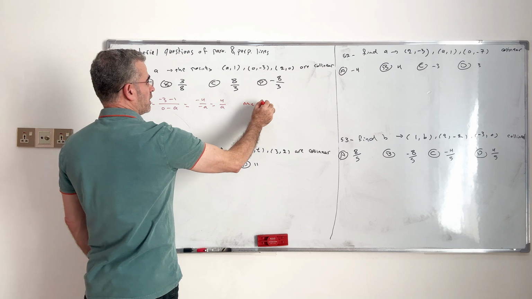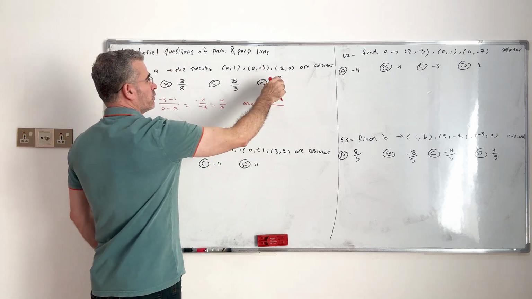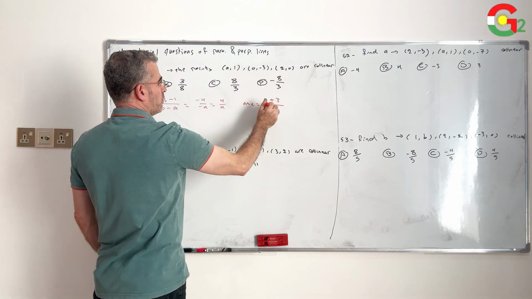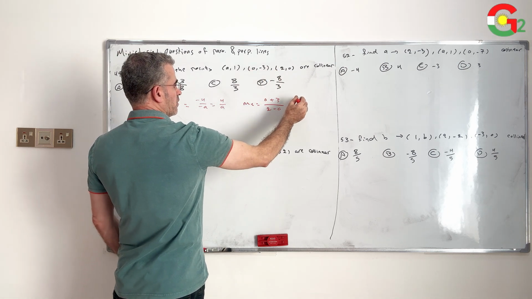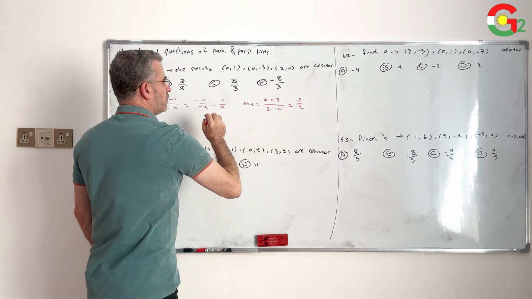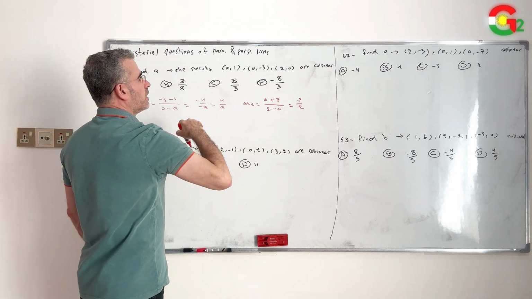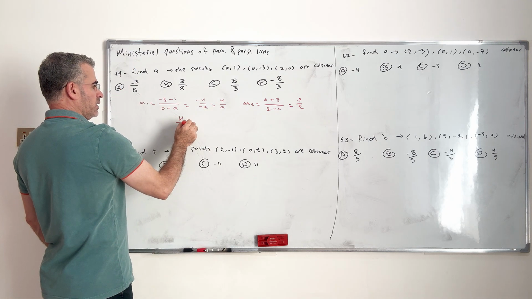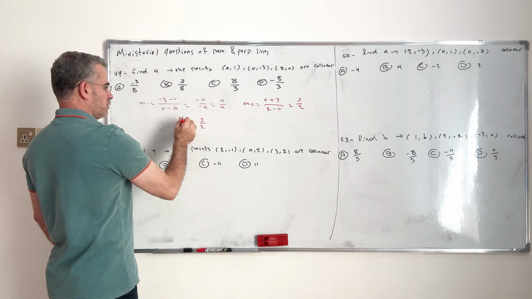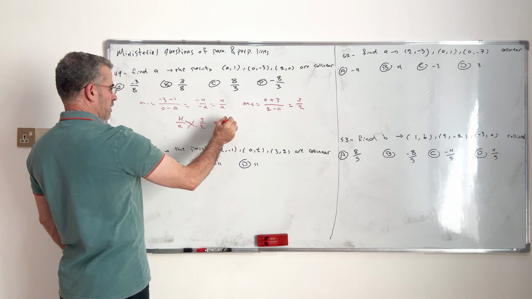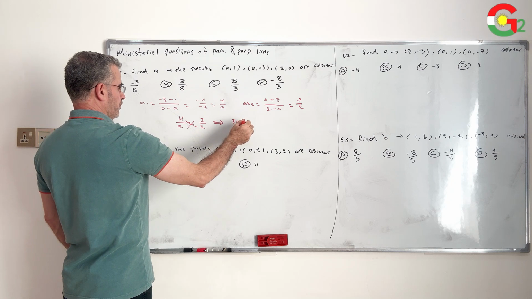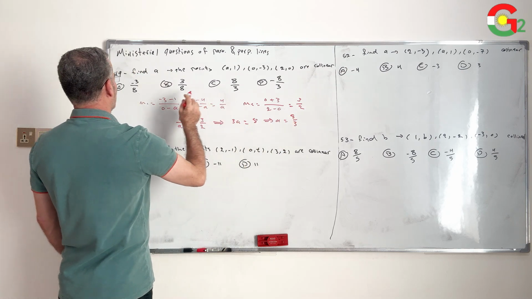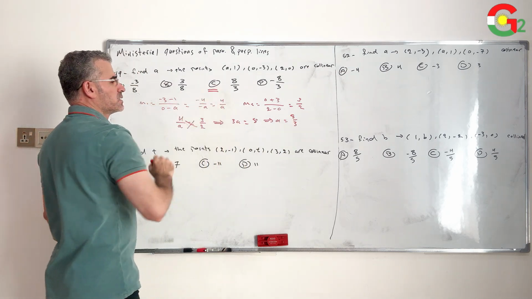The slope of the line through the last 2 points: 0 plus 3 over 2 minus 0, then the slope is 3 over 2. Since the points are collinear, the slope of the first 2 points equals the slope of the last 2 points. Cross multiply, 3a equal to 8, then a equal to 8 over 3. 8 over 3 is choice number C.